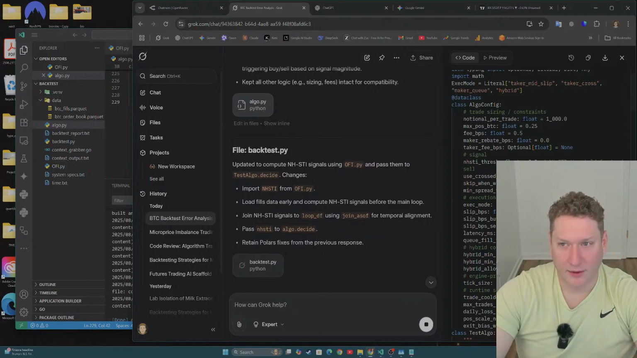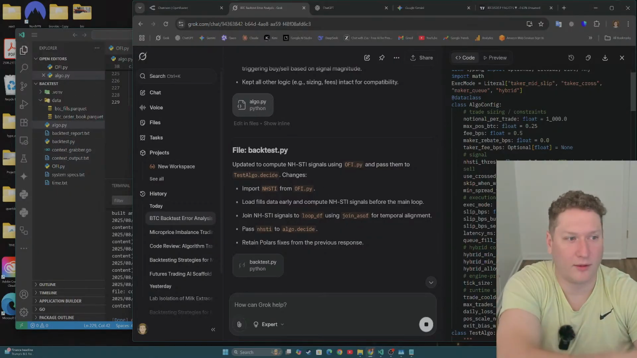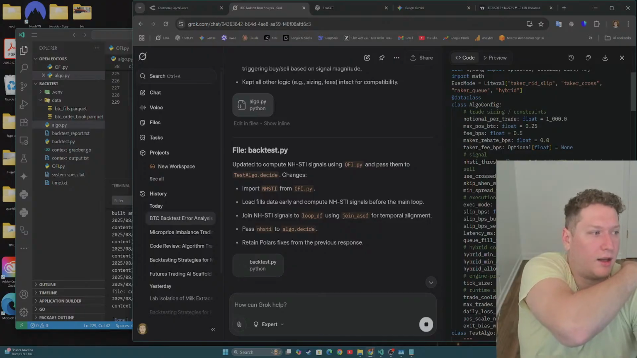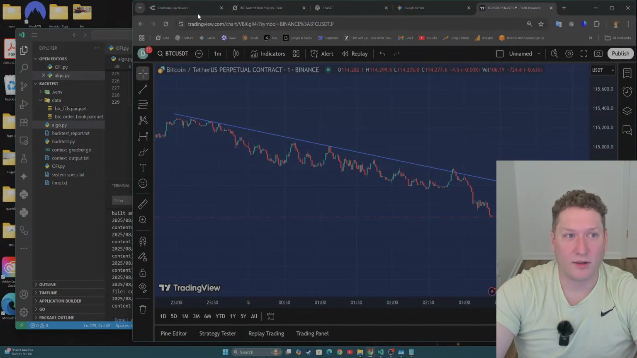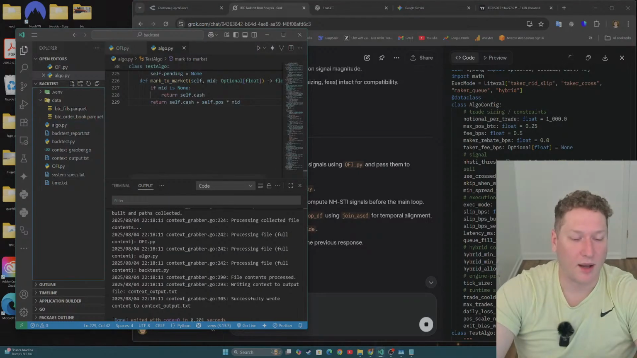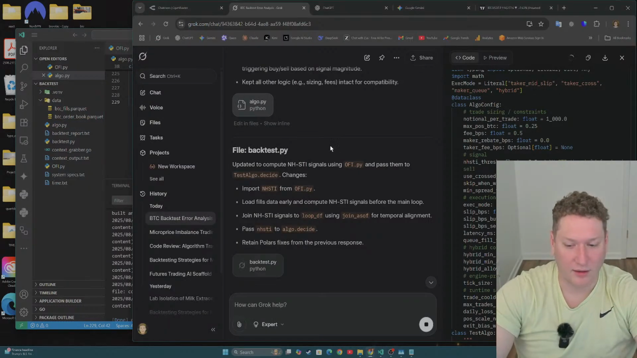Look, this is where it gets exciting. We're now fully aligning my backtest to this algorithm so that all those three files work together and they produce the signal. I think we're just gonna run this one. We're just gonna get a baseline here.